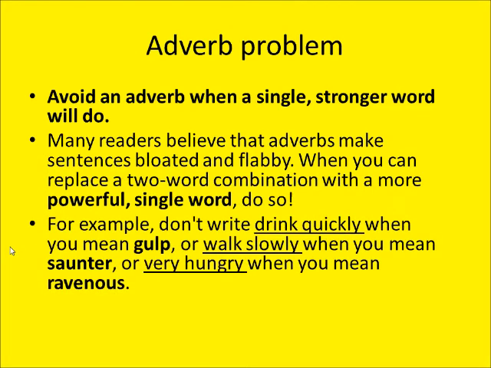For example, don't write drink quickly when you could say gulp. How about walk slowly? How about saunter replacing walk slowly? Or if you're very hungry, you could be ravenous instead of very hungry. Gulp, saunter, and ravenous are more powerful than using the two words together: drink quickly, walk slowly, and very hungry.